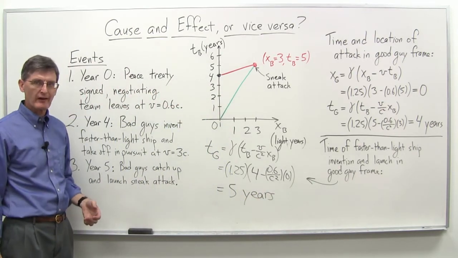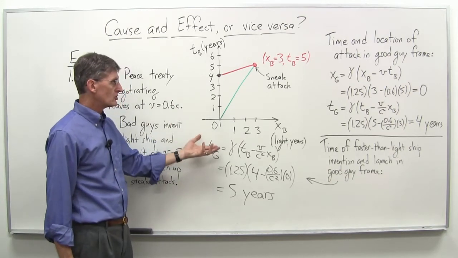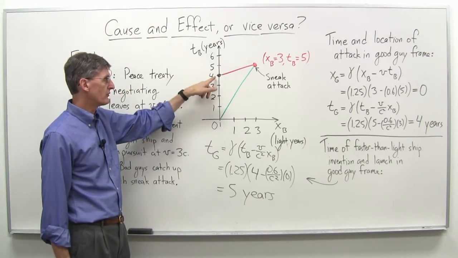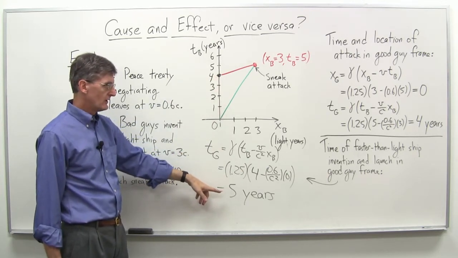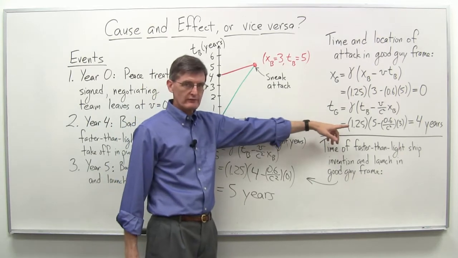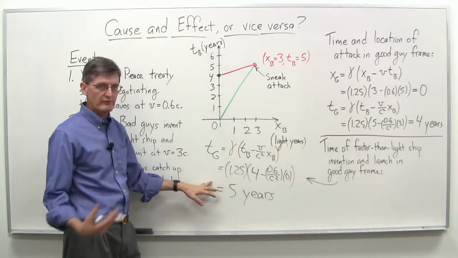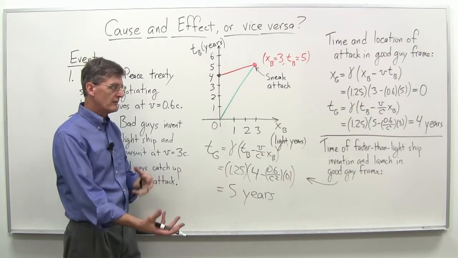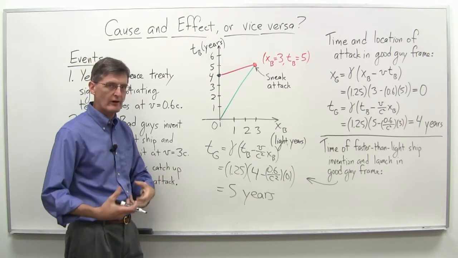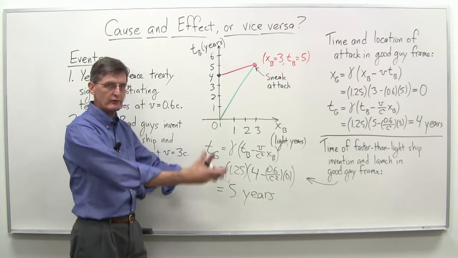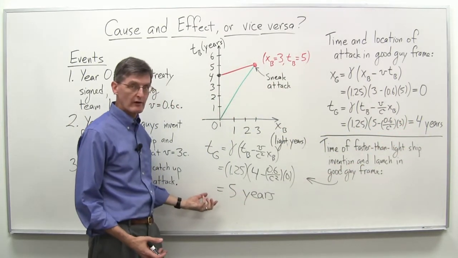So, look what we've got here. In the good guy frame, the invention and launch of the spaceship occurs at 5 years, according to their clocks, and the sneak attack occurs at 4 years. In other words, the sneak attack occurred in their frame before the ship was even invented. So how can you have that? I mean, in other words, it reverses cause and effect. Okay, normally cause happens, and then you get the effect. Here you have the effect before the cause.